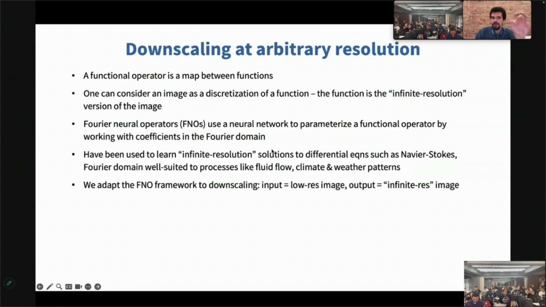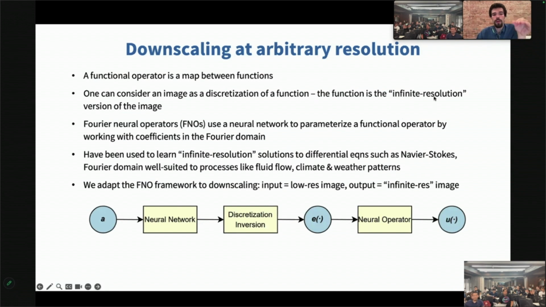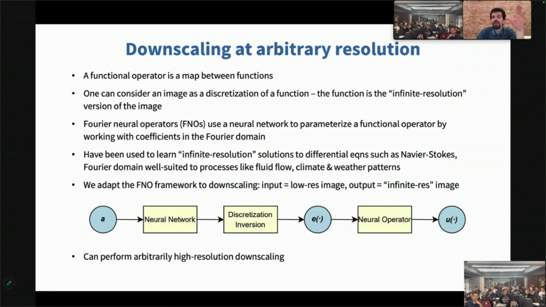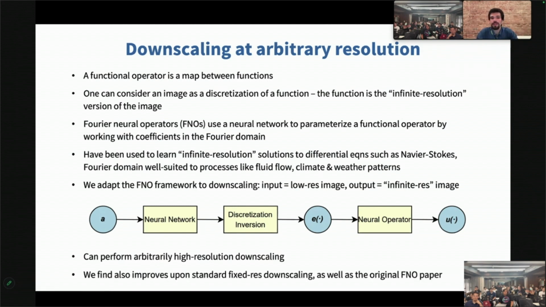And so we adapt this to downscaling, where the input is a low-res image and the output is a high-res image. What we're going to be able to do is actually create an infinite resolution version of an image. So sort of an arbitrarily good super resolution. We take our image, we throw it into a neural network, and then we create a function from the output of the neural network. That function is sort of the infinite resolution version of the image. Then we process that with a Fourier neural operator, and we get our final version. The goal here is that we're actually able to take a downscaling operation and make that be as good as we want.